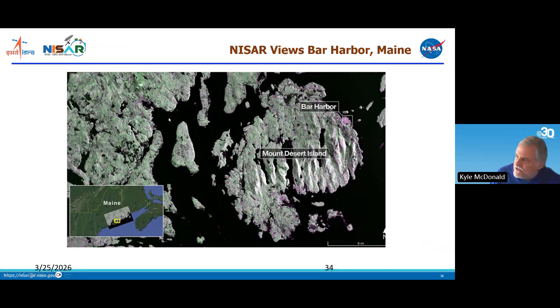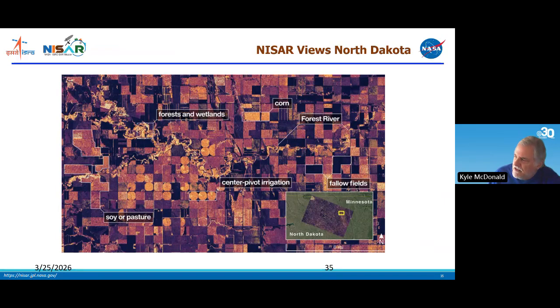This is one of the first NISAR images that was actually downloaded after the instrument started to retrieve some radar data, probably about 2 months after launch by the time this came down. This is in the Minnesota, North Dakota region of the upper Mississippi region, looking at some of the land cover types that we're seeing with NISAR.